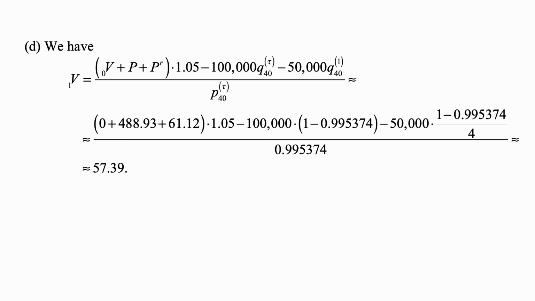But the reserve is kept only for those who survived. So the reserve at time 1 has to be that expression divided by the probability of survival of the first year. All of these numbers are known to us. And so we just plug them in and do the calculation, and we get 57.39.